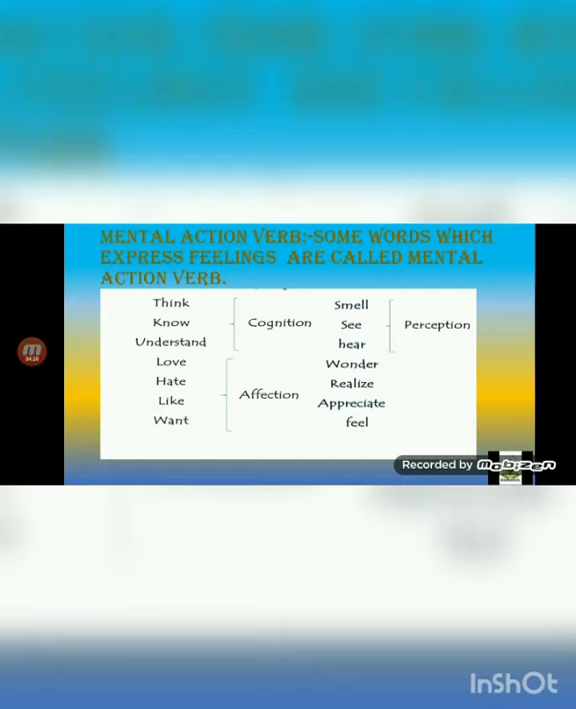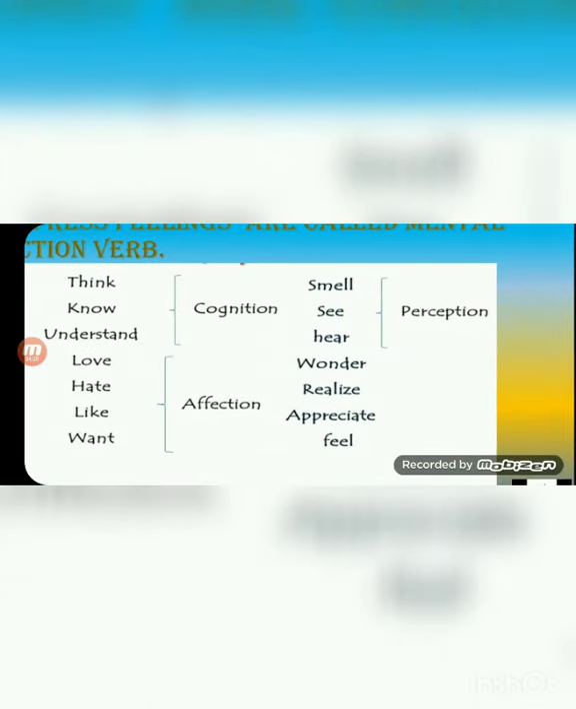Think, know, understand are related to cognition. So all these activities of thinking, knowing and understanding are done by our brain. So that's why they are called cognitive actions or cognition. Now next come love, hate, like and want. These are all related to our heart. These are also related to our inner feelings. So these are all related to our affection. Smell, see, hear, wonder.